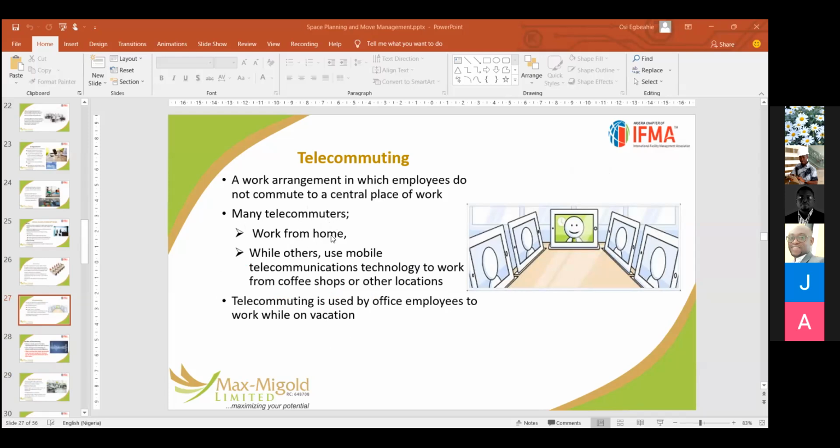Many telecommuters work from home, while others use mobile telecommunication and technology to work from a coffee shop or other locations. Telecommuting is used by office employees to work even while on vacation.